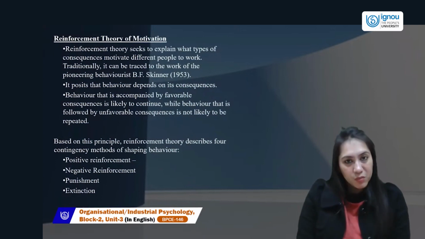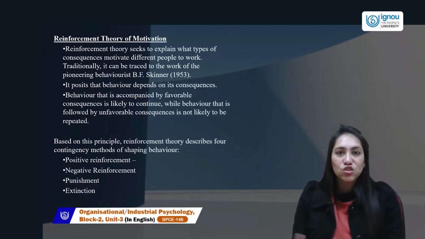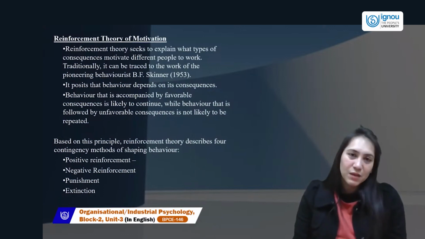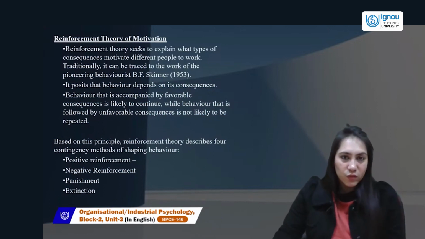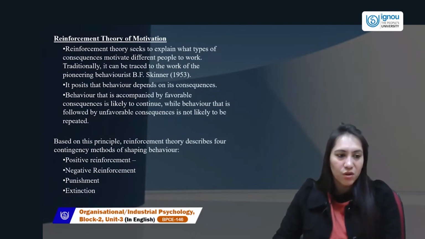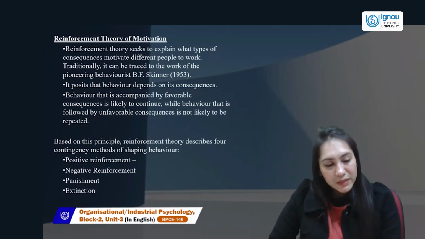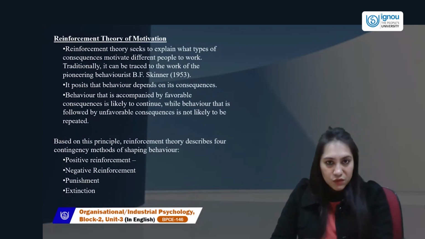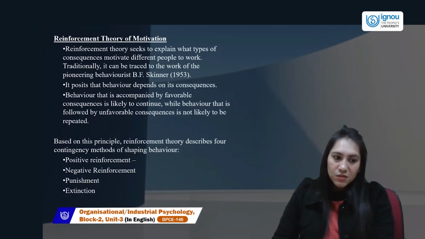So that's how favorable and unfavorable consequences can change your behavior. Favorable consequences will make sure that the same good behavior keeps coming again and again, and with unfavorable ones, we doubt if it's going to be repeated or not. Now, what is this theory completely based on? This theory is based on four methods of shaping your behavior: positive reinforcement, negative reinforcement, punishment, and extinction.